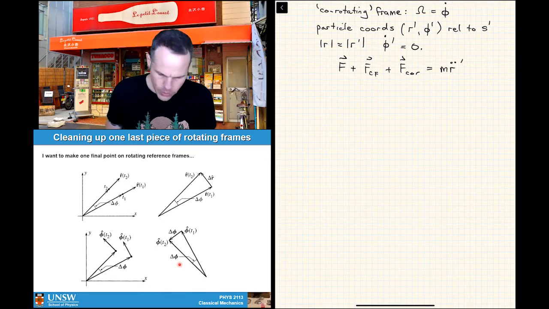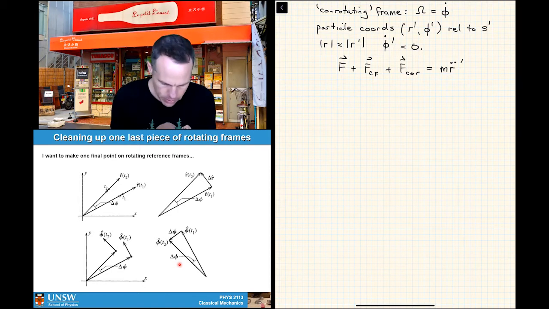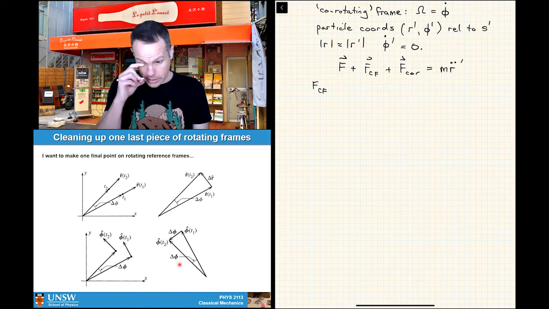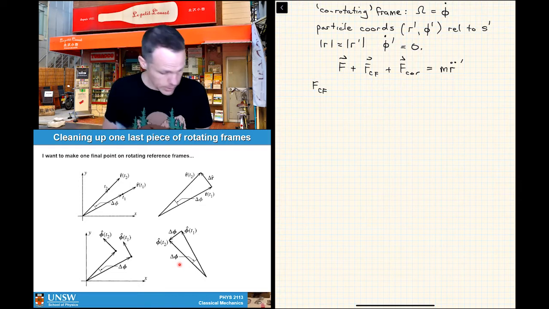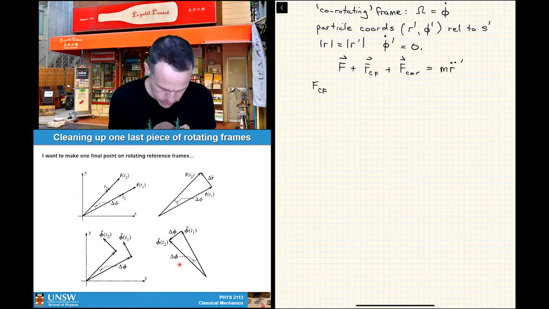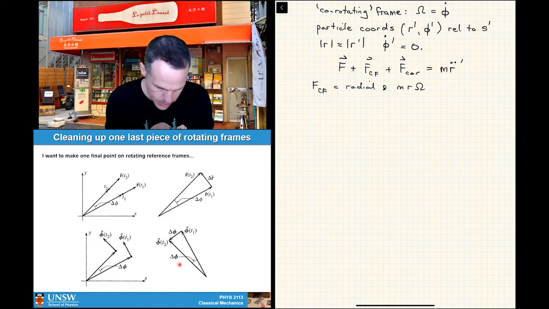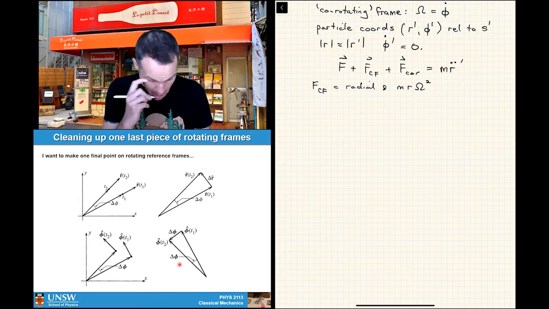Okay, so we can pull some results we know from our last lecture, which basically is that in this particular case, the centrifugal force is going to be purely radial, and we know what the magnitude of it is. It's m r omega squared, okay?